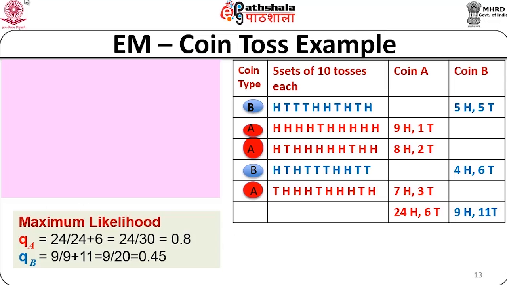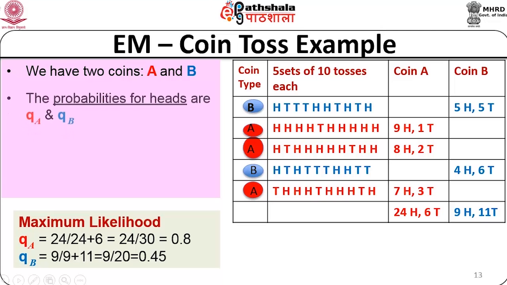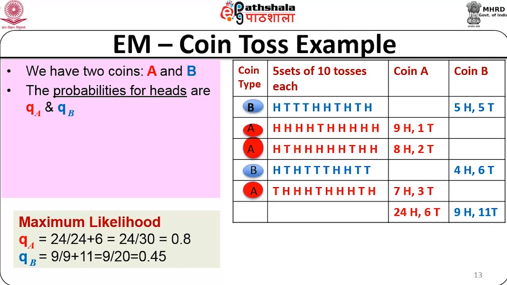So, this is the problem where we know the coin. Let us assume we have 2 coins A and B. For understanding's sake, we have colored A as red and B as blue. We will take some time to explain this example, because next we are going to go into the more interesting example. Here we have 2 coins A and B, and the probabilities of heads are QA and QB. We are assuming that the first coin will be blue, the second coin will be green, the third coin red, the fourth is blue and the fifth is red.